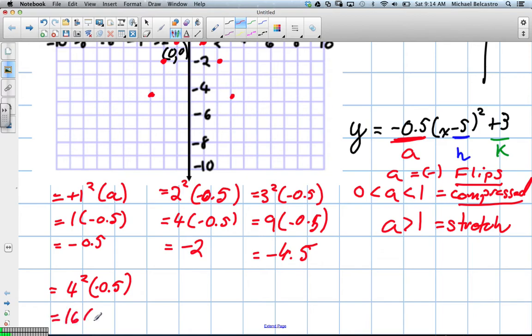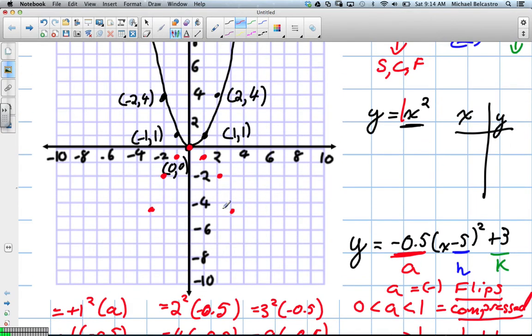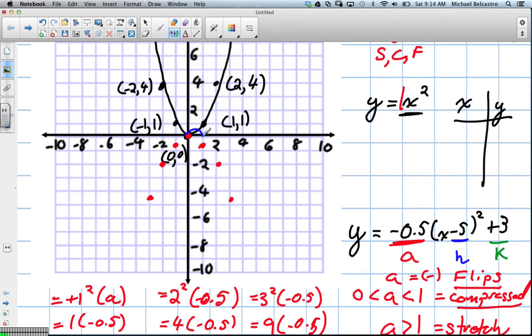That's going to be 16 times negative 0.5, and that's going to be negative 8. This is great. So we go over 1, 2, 3, 4, and we go down 8, and that's going to be roughly here.